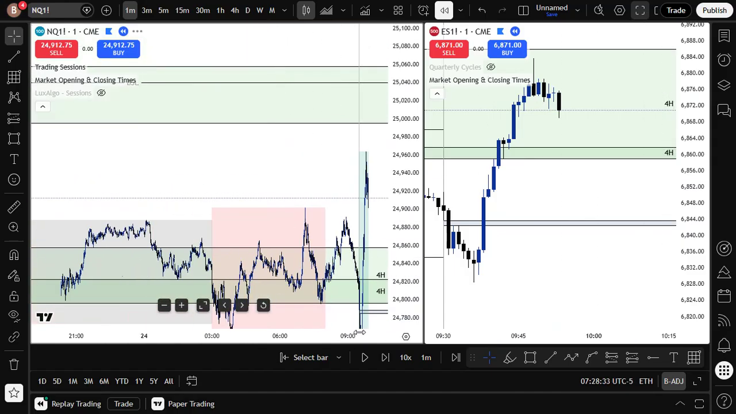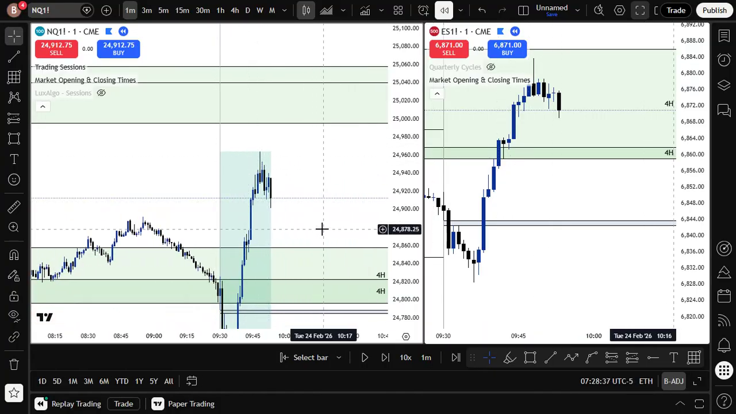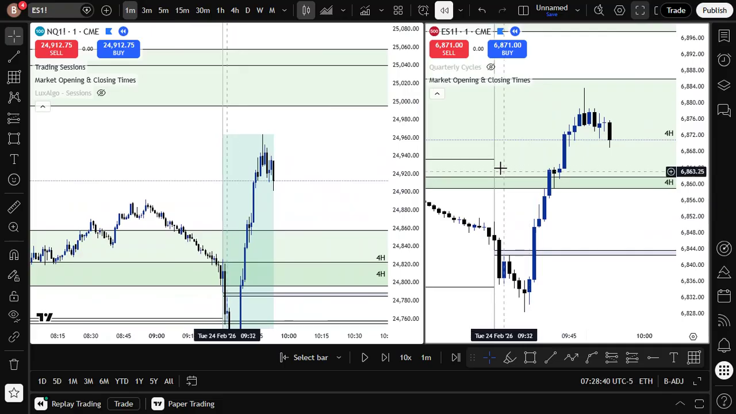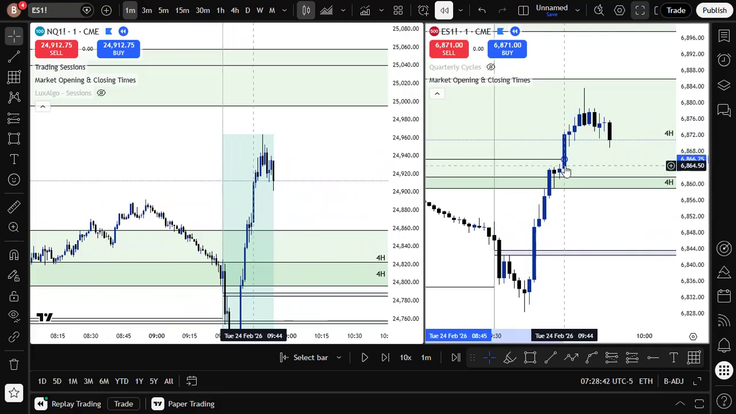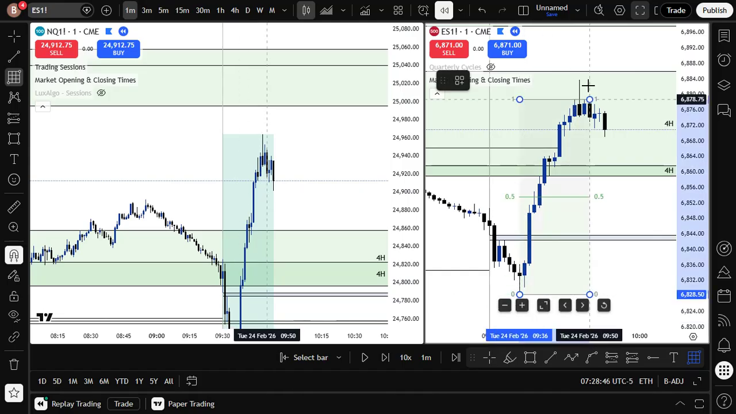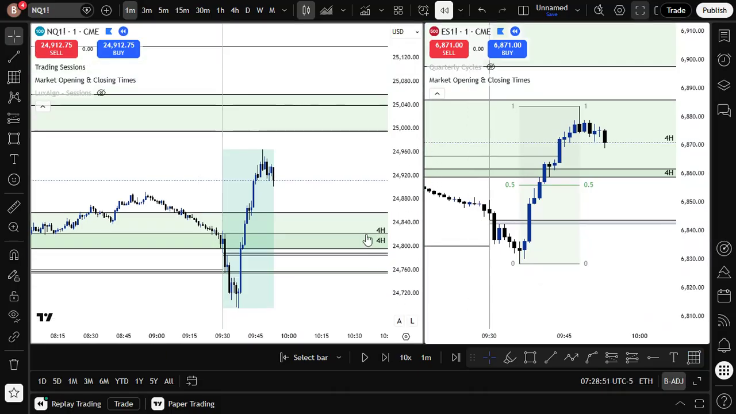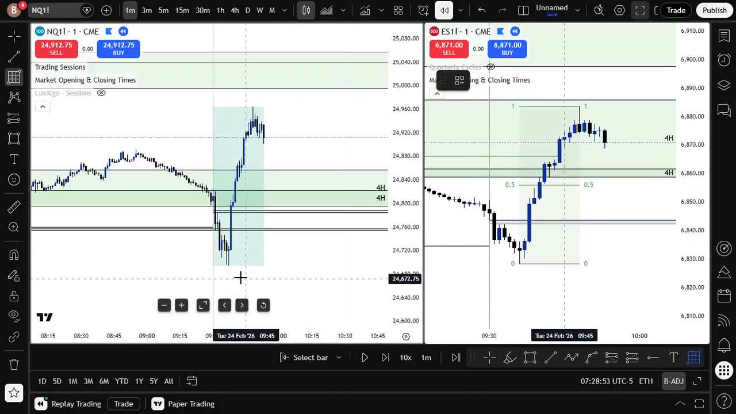But there is a big problem. I don't really have any high time frame fair value gap here. Also on ES, I have this fair value gap here, 4-hour time frame. So do I think that price can come back at least here? That's a good question.